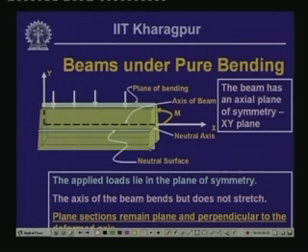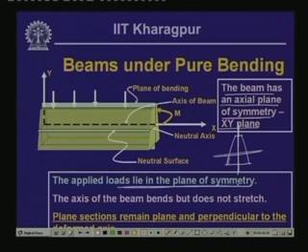If you remember, this is a segment of a beam, the cross section of which is something like a trapezium, which is symmetrical with respect to the vertical axis and unsymmetrical with respect to the horizontal axis. Here we assume that the beam has an axial plane of symmetry, the xy plane is the axial plane of symmetry, and the loads which act on the beam lie in the plane of symmetry. Also, it is assumed that the axis of the beam bends, but it does not stretch, which we saw last time while deriving the flexural equation.